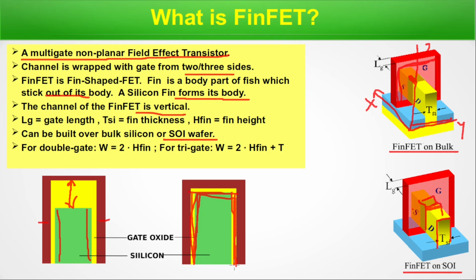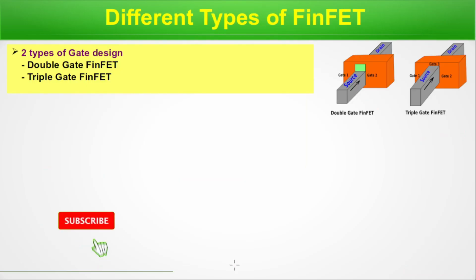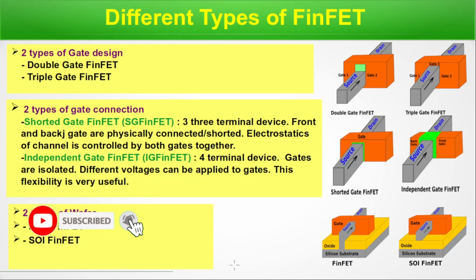We will move to the next slide. Now, different types of FinFET. Because of gate design, we can say there are two types of FinFET: double gate and triple gate. There is an isolation oxide layer on this side and this side. If that is not uniform, that is gate 1, gate 2 and gate 3.